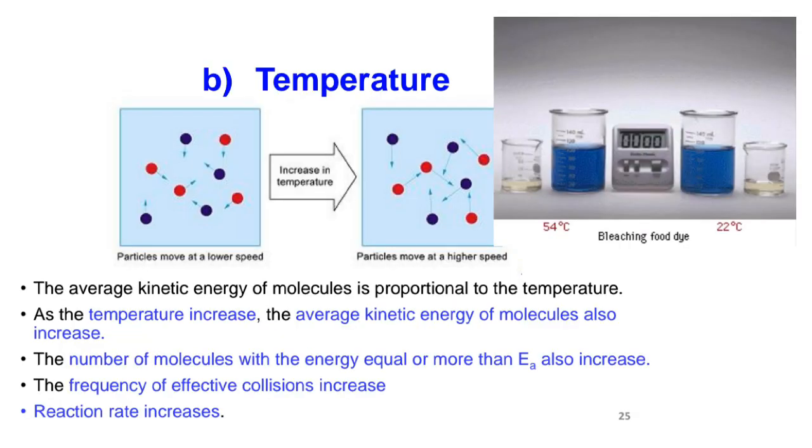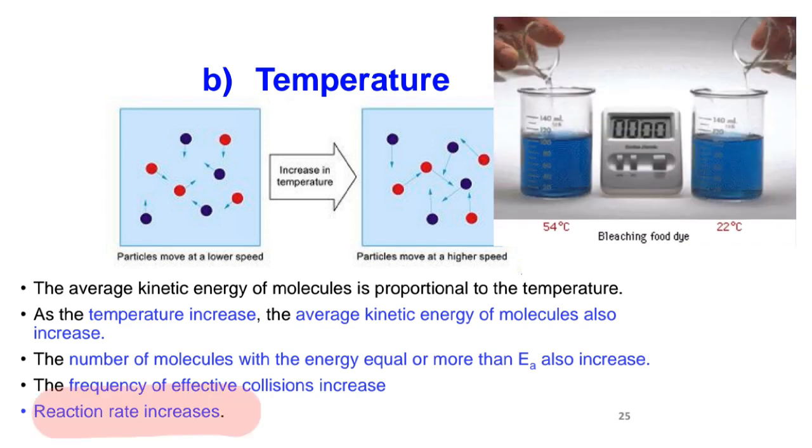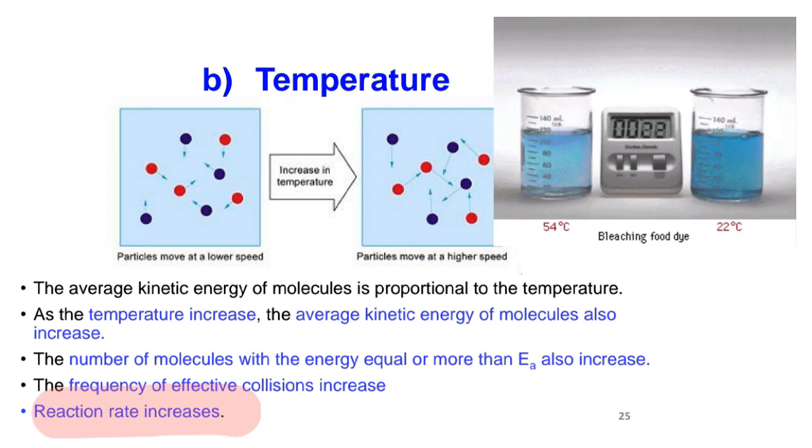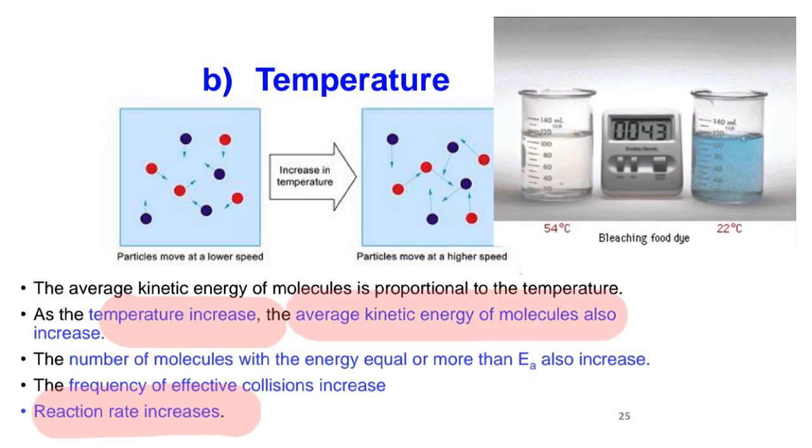Effect of temperature. Increasing the temperature increases the kinetic energy of particles. From this video, we can see the rate of reaction increases as temperature is increased. So, at high temperature, the average kinetic energy of molecules also increases. The number of molecules achieving enough energy increases, therefore the frequency of effective collisions increases.